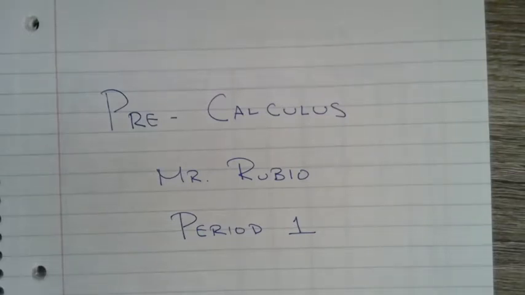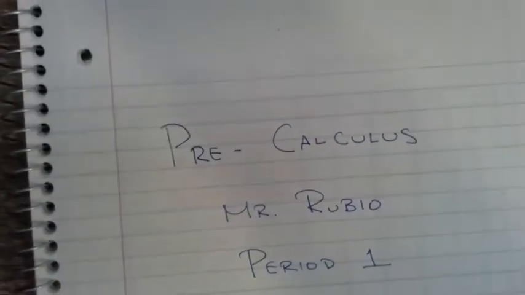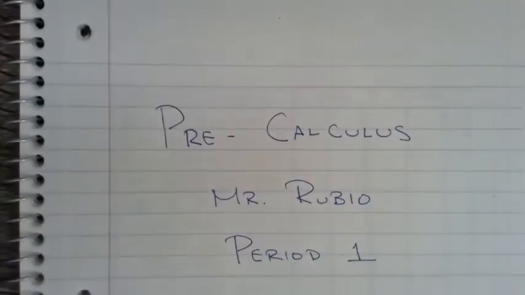Before we get started, I want you to pull out your notebook, open it up, and flip a page. For me it might look a little different, but on the first page I would write Pre-calculus, the title of our class, Mr. Rubio, my name, and then our period, which is period 1. I will give you a couple of moments to write that down, and then we'll get started.